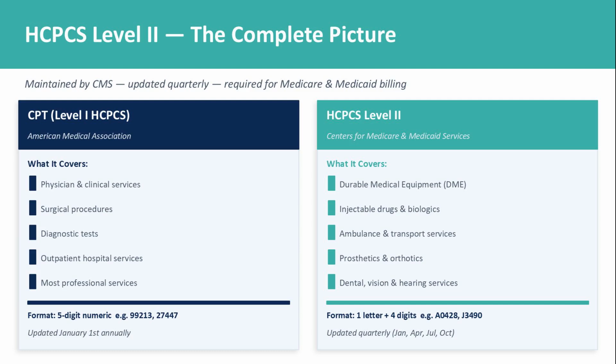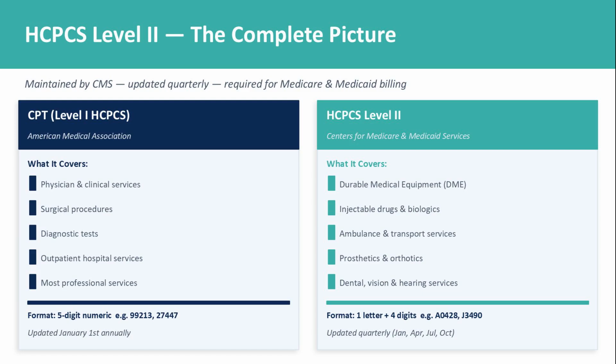The code format is one letter followed by 4 digits, so while a CPT code for a knee replacement might be 27447, an HCPCS code for a knee orthosis would look like L1940. When do you use HCPCS Level II instead of CPT? The general rule: if there's a CPT code that describes the service, use CPT. If there isn't, especially for supplies, DME, and drugs, you turn to HCPCS Level II. And if you're billing Medicare or Medicaid, HCPCS Level II isn't optional.